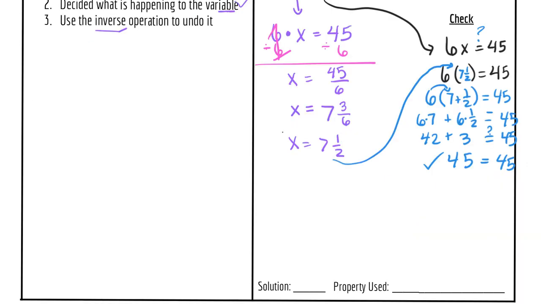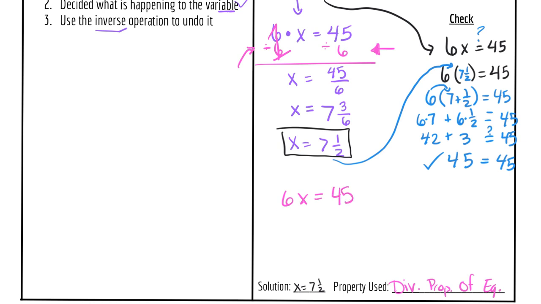All right, so what is my solution? It's x equals 7 1/2. And what property did I use? Looking in here, what did I do to both sides of my equation? I divided by 6, so it's my division property of equality. Now, a mastery level student, instead of doing this division symbol here, would just draw a line here and a line here, because this means division.